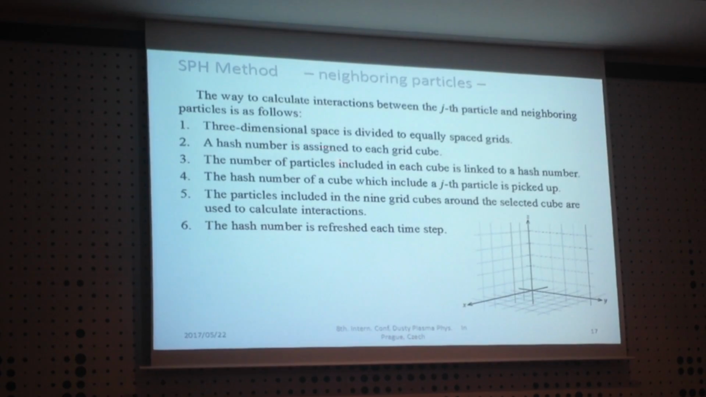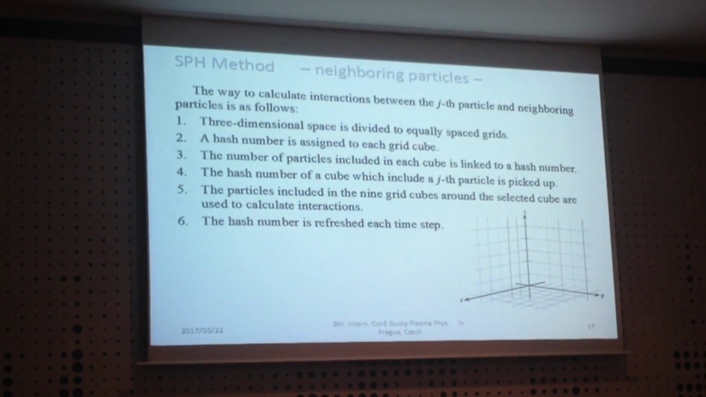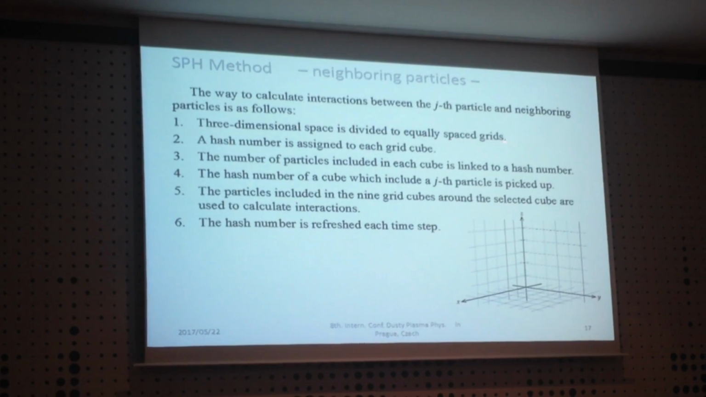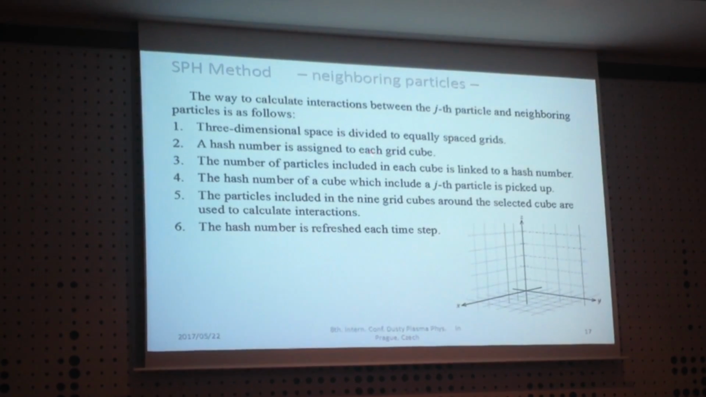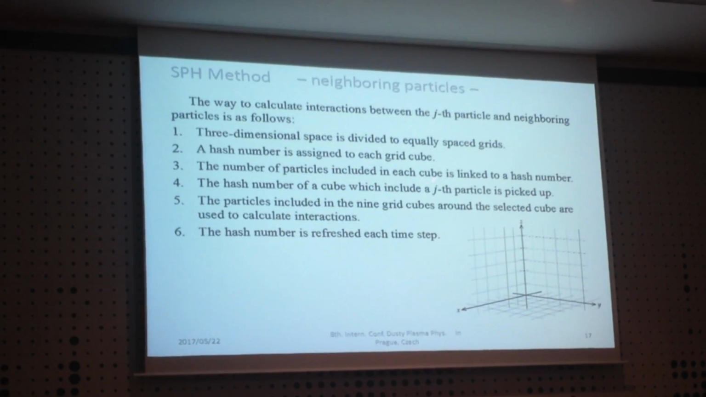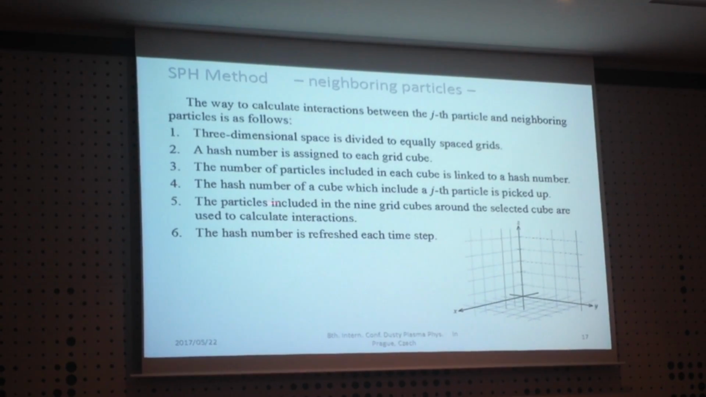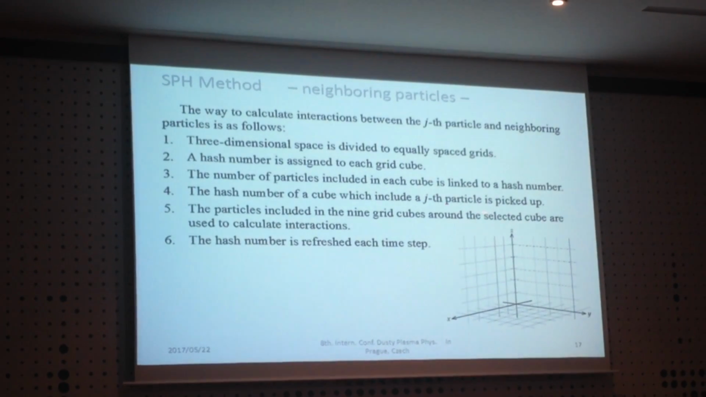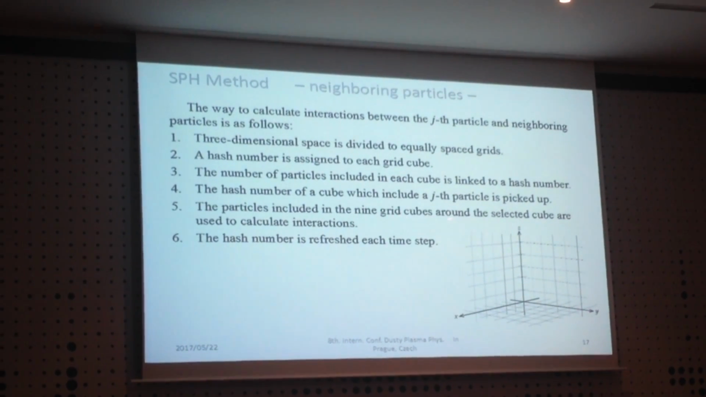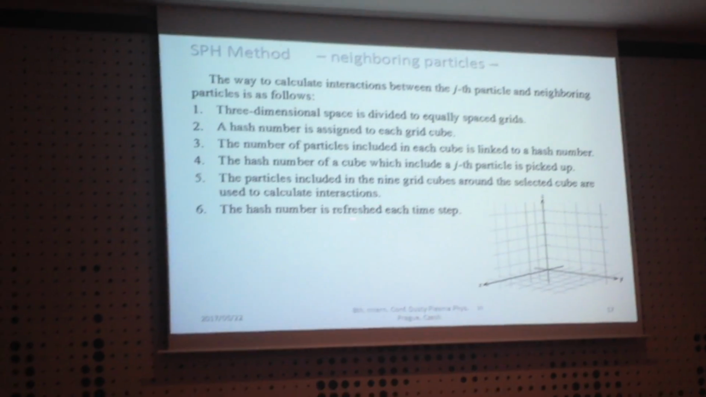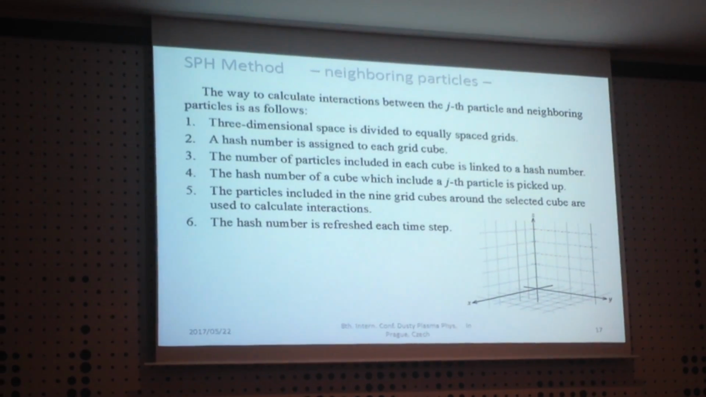The way to calculate the interaction between the j-th particle and the neighboring particles is as follows. The three-dimensional space is divided into equal grids, and hash numbers are assigned to each grid cube. The particles included in each cube are linked to the hash number. The cube which includes the j-th particle is picked up, and the particles included in the 9 grid cubes around this selected cube are used to calculate interactions. The hash numbers are updated at each time step.